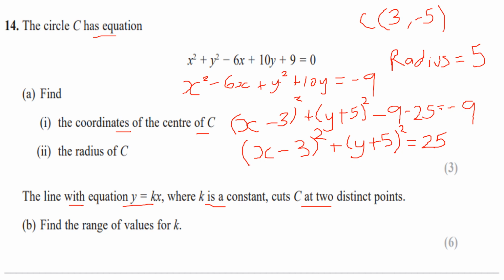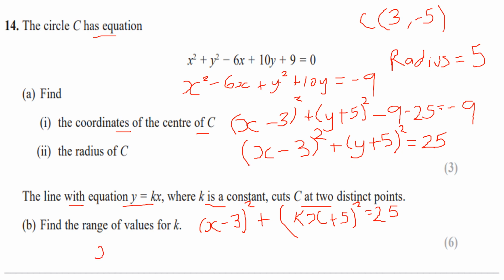So to work this out, I'm going to sub y equals kx into my equation. So I'm going to have x minus 3 all squared plus, replacing y with kx, kx plus 5 all squared is equal to 25. I'm going to expand the brackets, make it equal to 0, and then plug the a, b, and c values into my discriminant and make that inequality bigger than 0. So that's my aim.